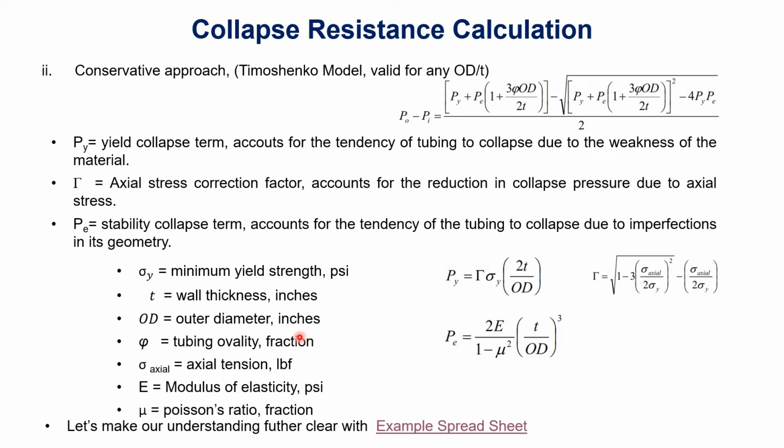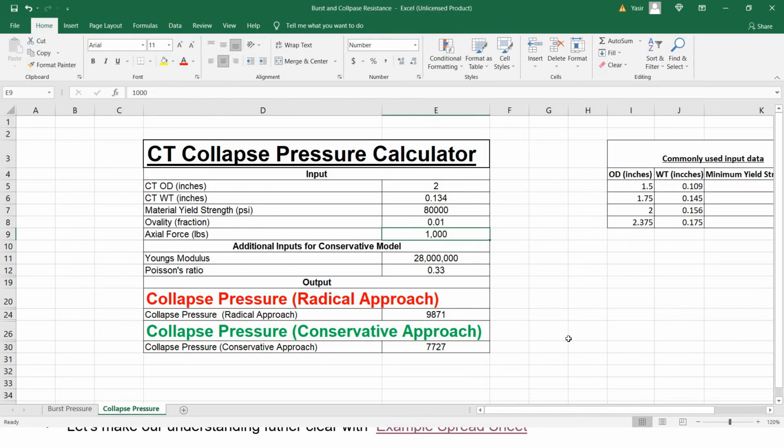Now to understand both of these models or both of these formulas which we have discussed, the radical approach and the conservative approach, we will solve some examples with the help of this spreadsheet. So here in this sheet we have incorporated the above mentioned formulae. Now let's see how the collapse pressure is affected with the different parameters.